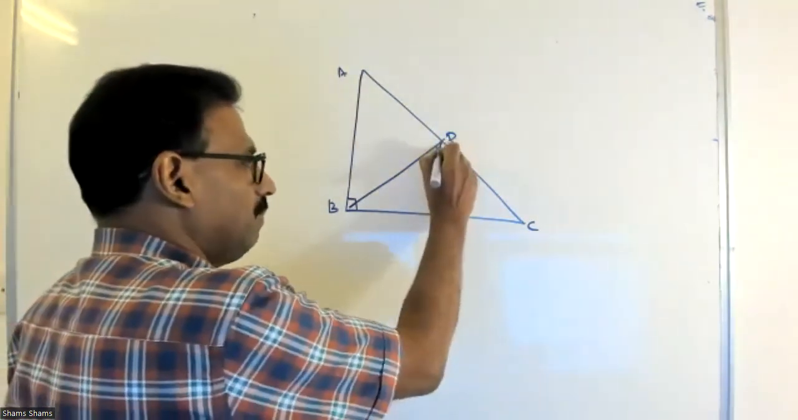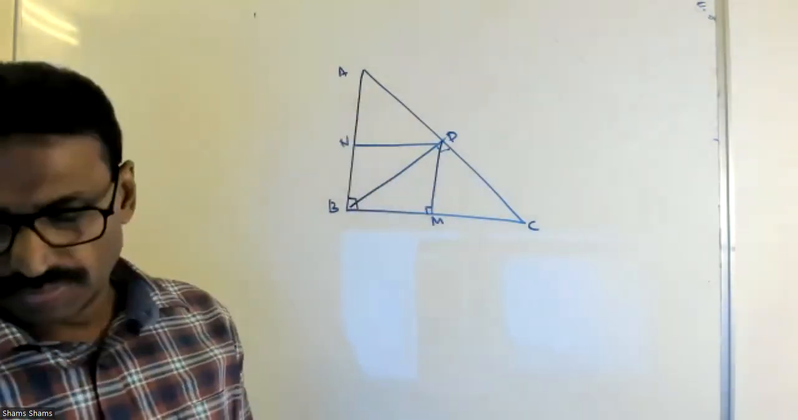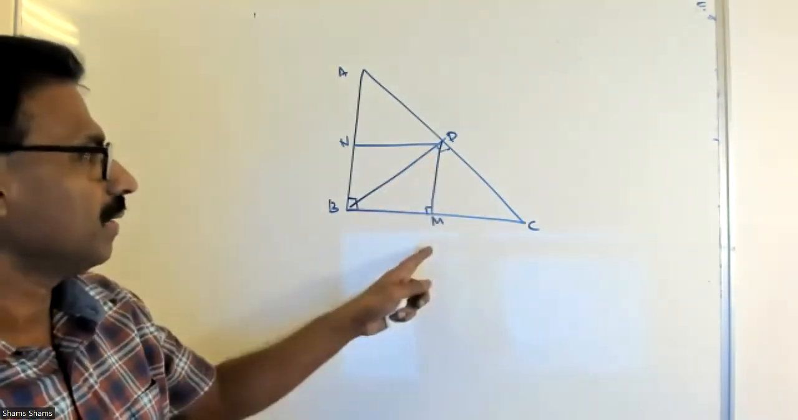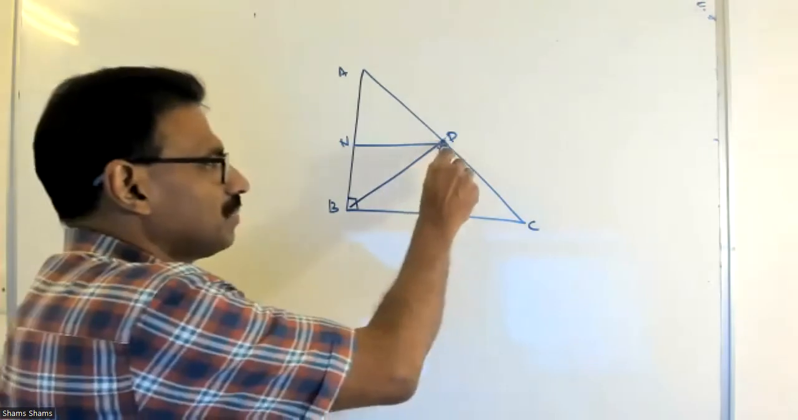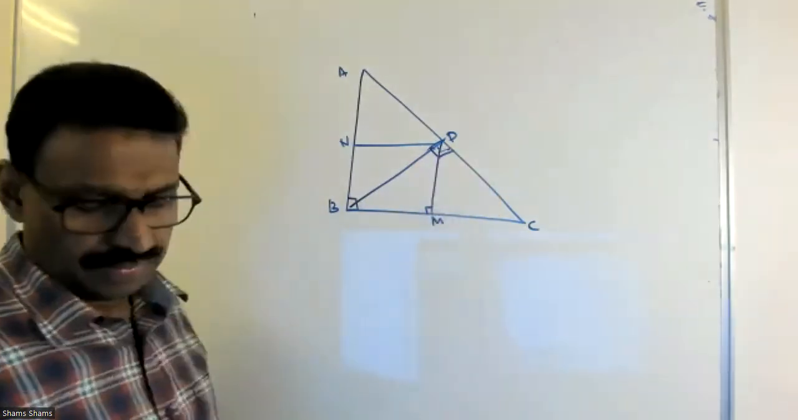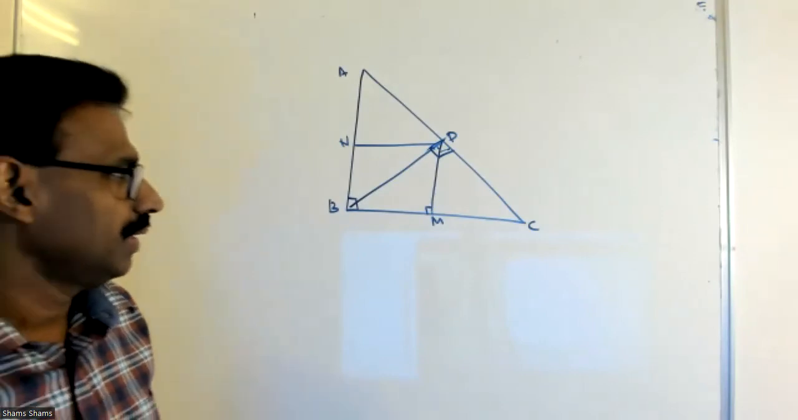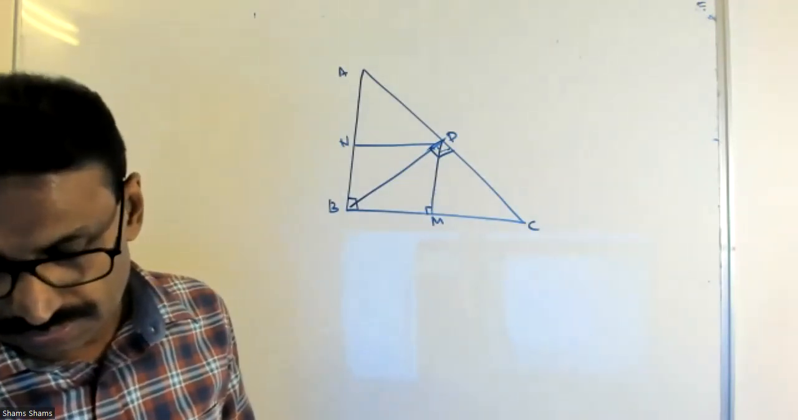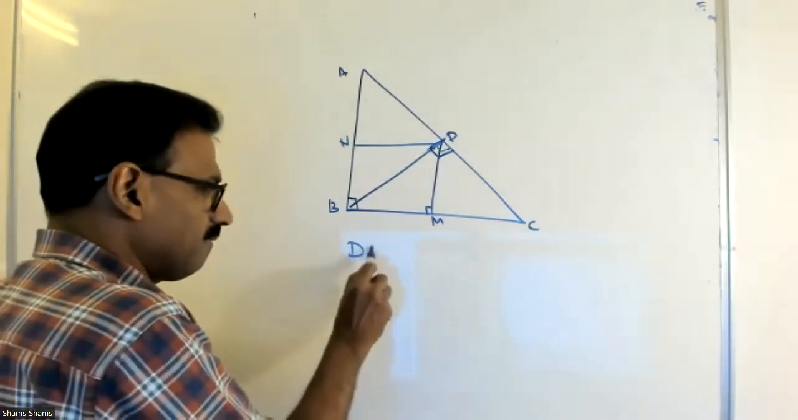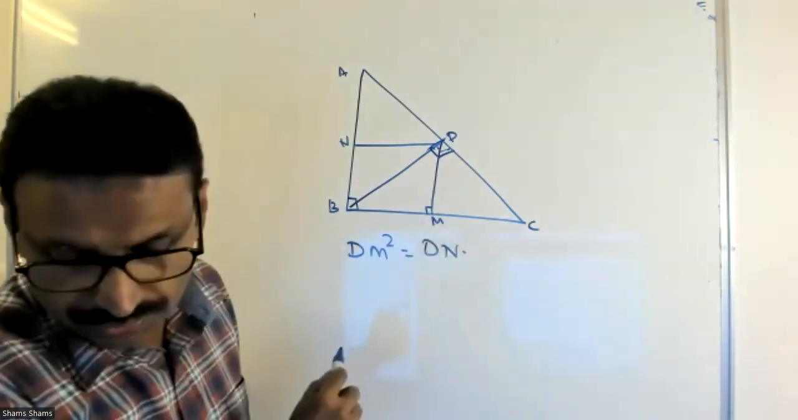DM perpendicular, this is perpendicular. BD perpendicular to AC. DM perpendicular to BC. DN perpendicular to AB. And B already 90. Show that DM square equal to DN into MC.